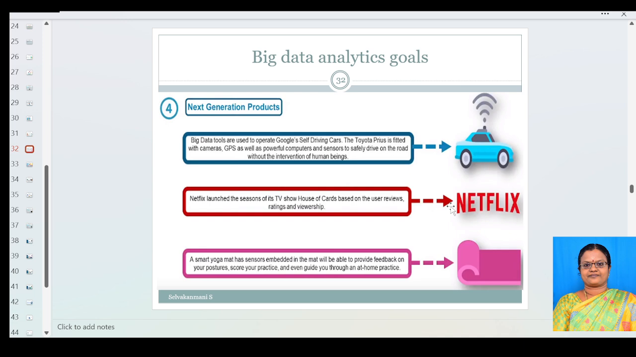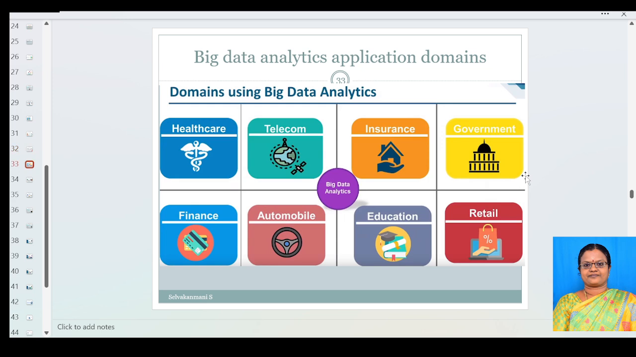Then comes your smart yoga mat, which has some sensors enabled in the mat, which will help us to provide feedback on the postures, and then the score, and even guide us through an at-home practice. It will tell us, okay, your posture is not good, you have to stand straight, or you have to lean on your back properly. So it will give some instructions accordingly. So this is also one of the big data analytic goals.